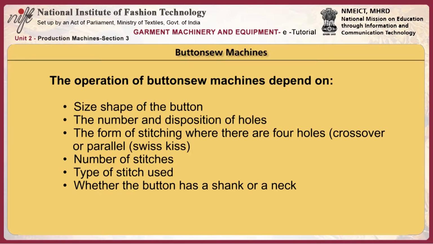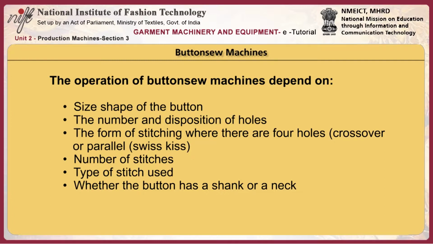The operation of button sew machines depends on the size and shape of the button, which influences the clamp design, the number and disposition of the holes, the form of stitching where there are 4 holes, either crossover or parallel, which is also known as Swiss kiss, the number of stitches, and the type of stitch used, and whether the button has a shank or a neck.